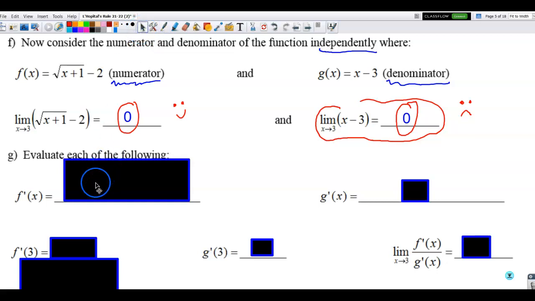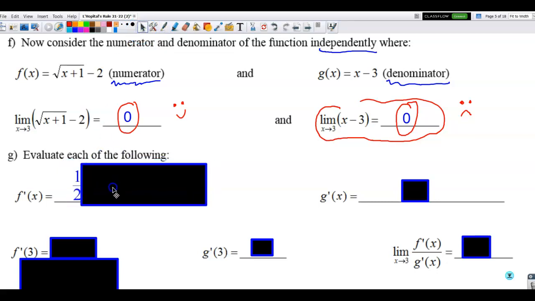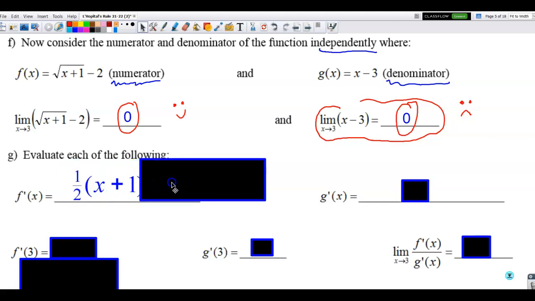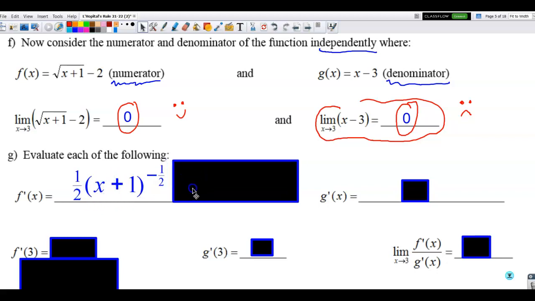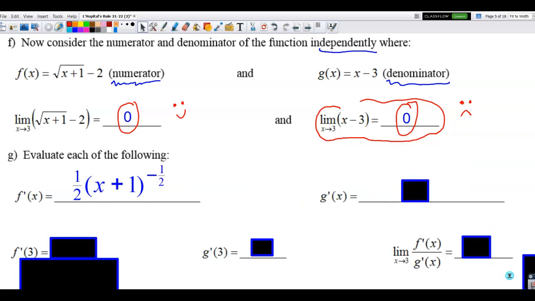So for the derivative of the numerator, I'm going to have 1/2 times x plus 1 to the negative 1/2 power. Because the variable on the inside is x, by the chain rule, I don't need to worry about the derivative of x, which is 1. So that's the derivative of the numerator. The derivative of x minus 3, the denominator, is just 1. So that's easy.